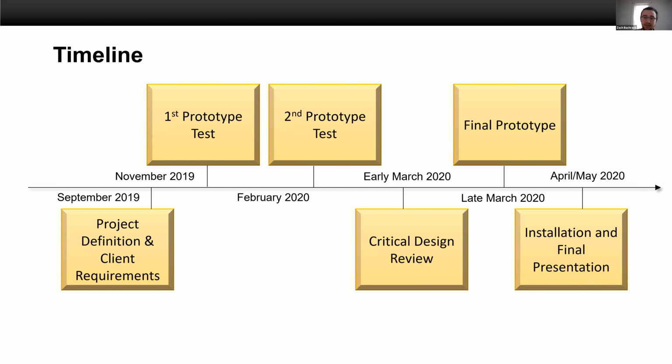So this is sort of the timeline that my group and I followed throughout the year, starting all the way back in September with the definition of the project and leading all the way up till now with what was supposed to have been the final installation, but I can get more into that later.